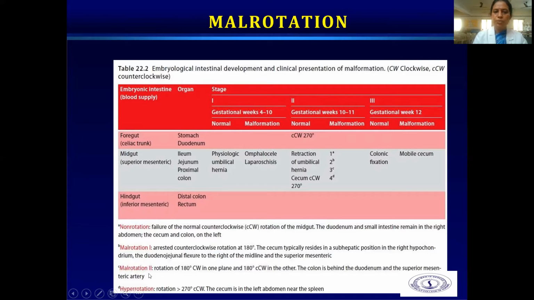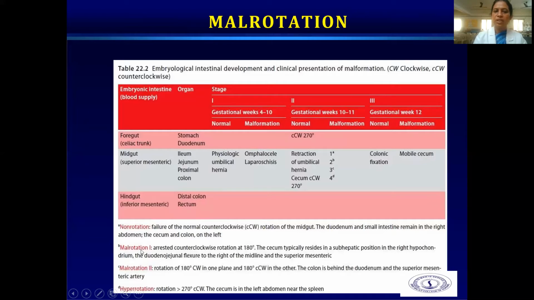Now malrotation 2 is rotation of 180 degrees CW, that is clockwise, in one plane and 180 degrees CCW in the other. The colon is behind the duodenum and the superior mesenteric artery. Hyperrotation is rotation of more than 270 degrees CCW. The cecum is in the left abdomen near the spleen. So in all these things we have understood that the failure can be due to non-rotation, where there is failure of the normal counterclockwise rotation of the midgut.